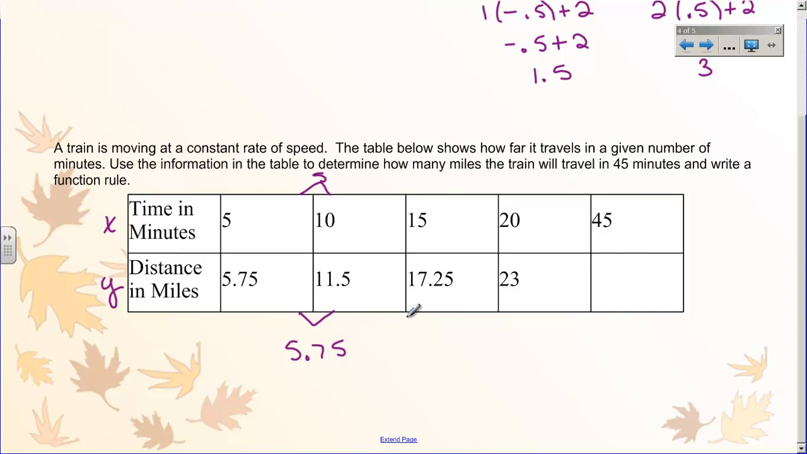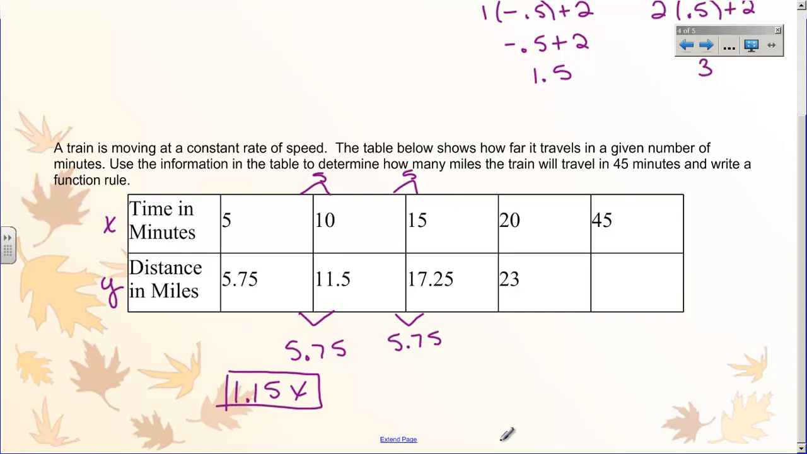Let's test it, make sure it stays. My change for here is also 5.75 in 5 minutes, which, as we just tested here, is a change of 1.15 for every minute. Now I have to test this because I've got to figure out what else has to be added or subtracted. So let's plug in 5. If I do 1.15 times 5, that equals exactly 5.75. So I do not have to add anything to this. This is my function rule right here.